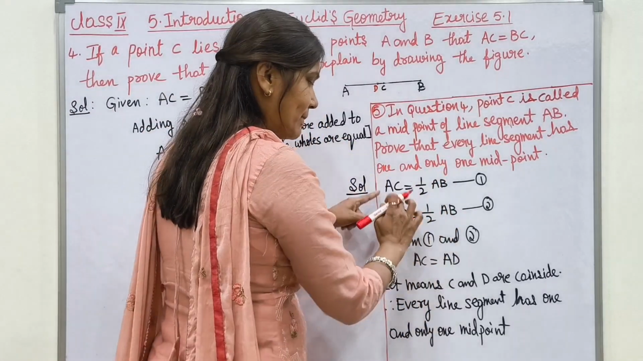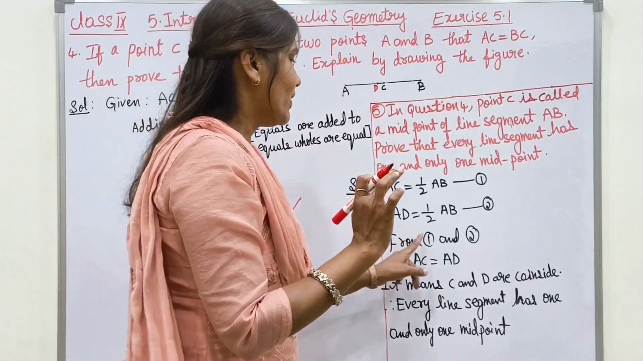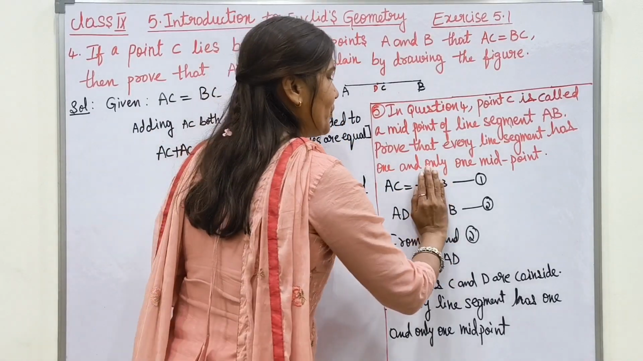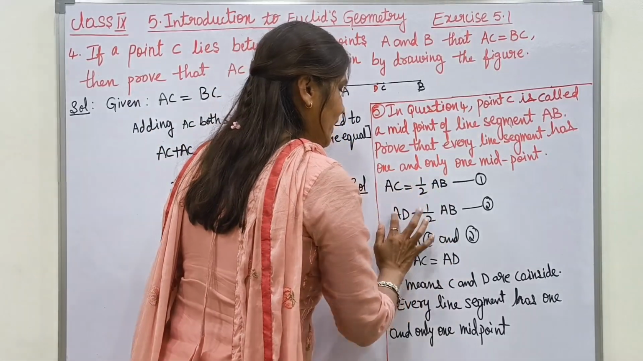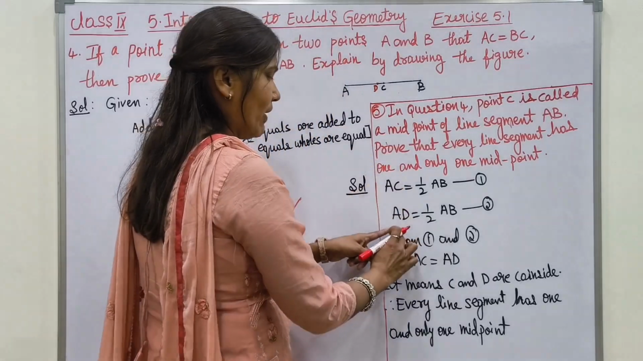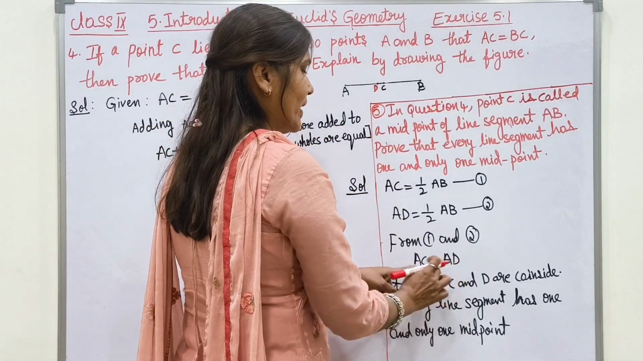Right sides are equal, which means left sides are also equal. From equations 1 and 2, these both are equal, so we will take this one equal to this one. So now I am taking AC is equal to AD.